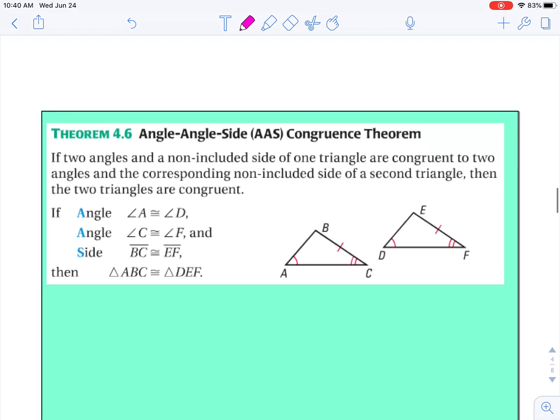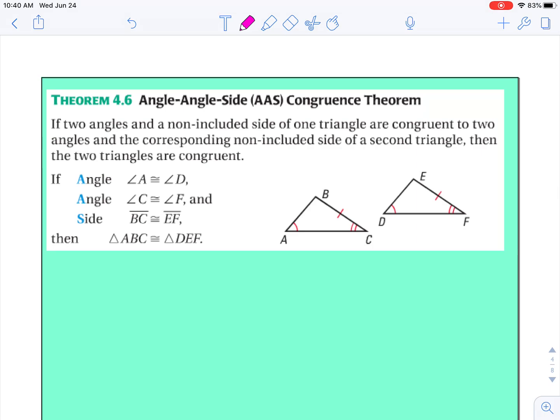The second one is angle, angle, side. This one is two angles and a non-included side. So you have angle, angle, side, and angle, angle, side. But again, it has to be in the right order, so the corresponding angles must be congruent. If two angles and a non-included side of one triangle are congruent to two angles and the corresponding non-included side of a second triangle, then the two triangles are congruent.